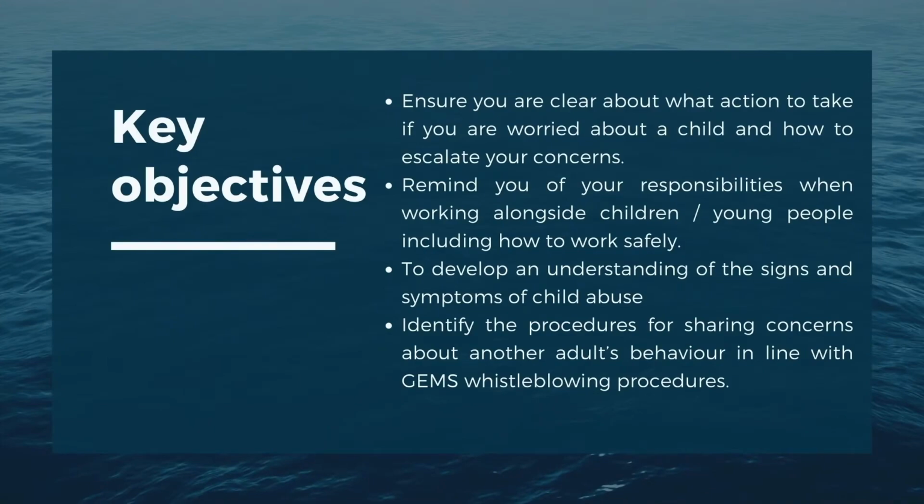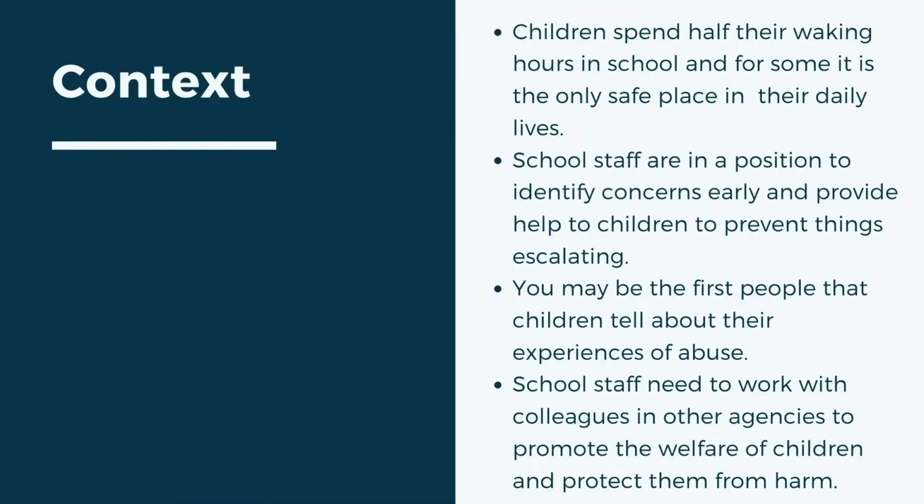The key objectives of this module are to ensure you are clear about what action to take if you are worried about a child and how to escalate your concerns, to remind you of your responsibilities when working alongside children or young people, including how to work safely, to develop an understanding of the signs and symptoms of child abuse, to identify the procedures for sharing concerns about another adult's behavior in line with GEM's whistleblowing procedures. Please read the context of the module before we proceed.